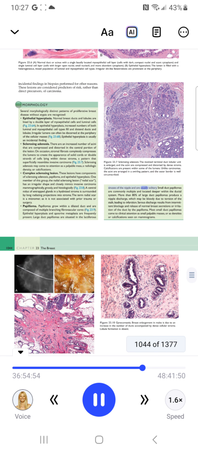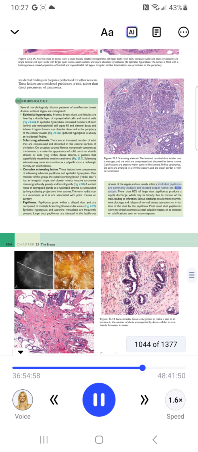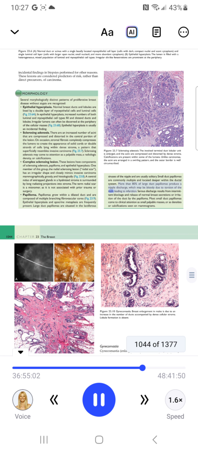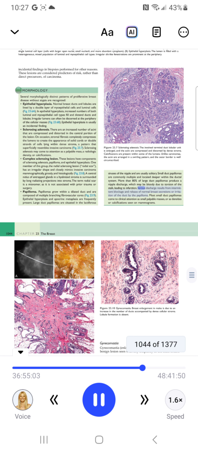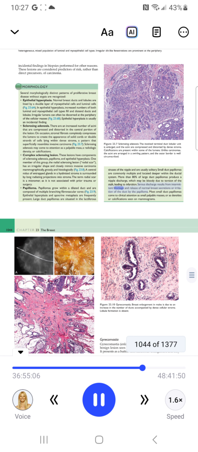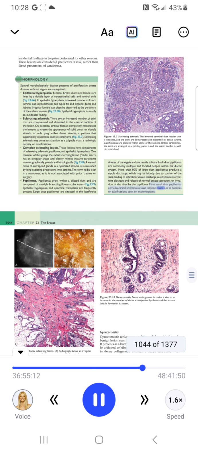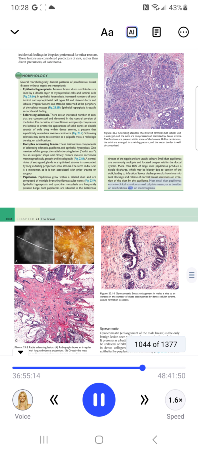Large duct papillomas are situated in the lactiferous sinuses of the nipple and are usually solitary. Small duct papillomas are commonly multiple and located deeper within the ductal system. More than 80% of large duct papillomas produce a nipple discharge, which may be bloody due to torsion of the stalk, leading to infarction. Serous discharge results from intermittent blockage and release of normal breast secretions or irritation of the duct by the papilloma. Most small duct papillomas come to clinical attention as small palpable masses, or as densities or calcifications seen on mammograms.